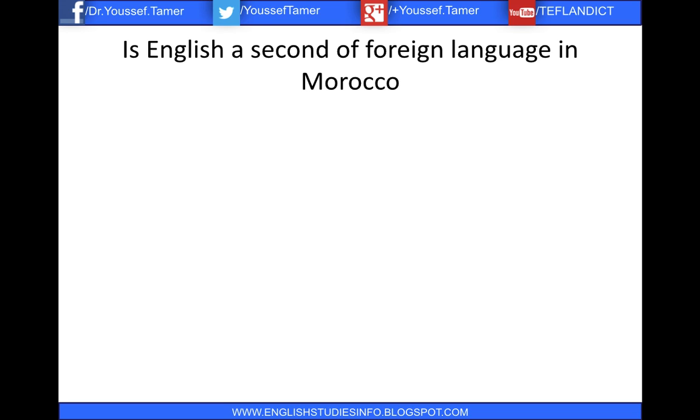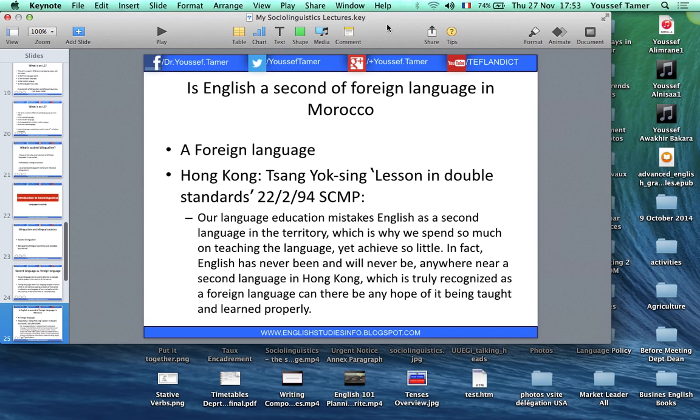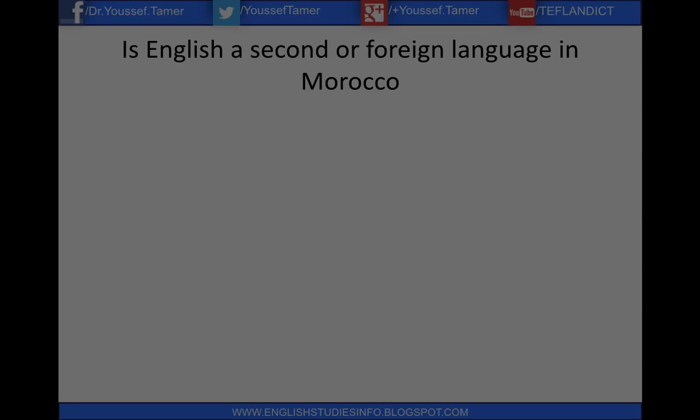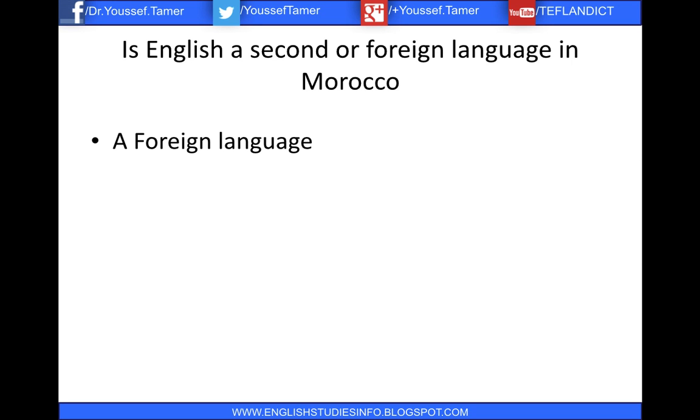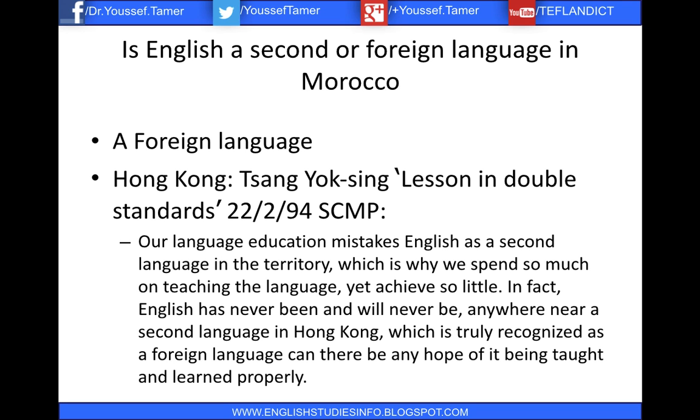Is English a second language or a foreign language? There is a mistake there. It is a foreign language in our country. It is a foreign language. It's not a second language.